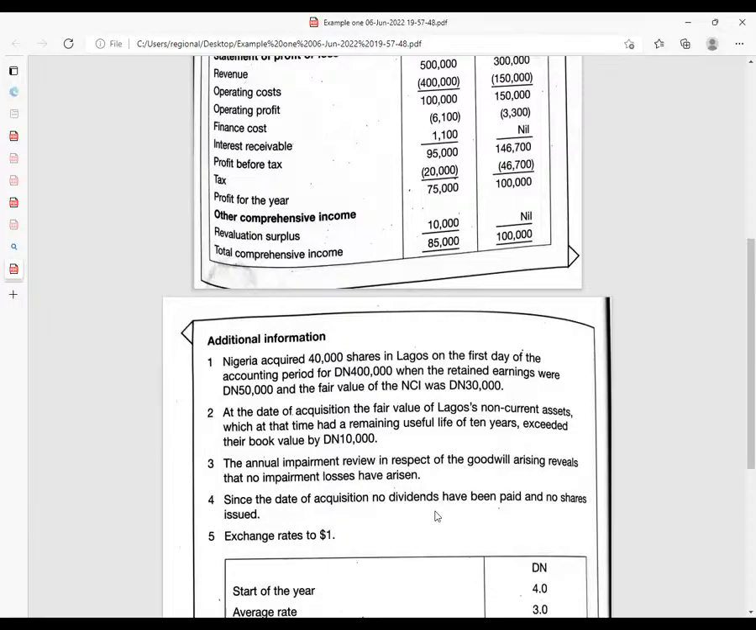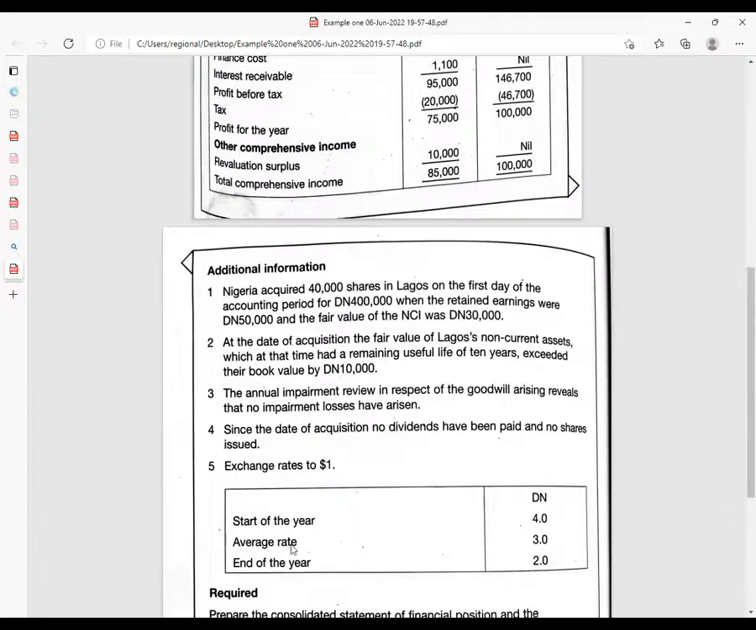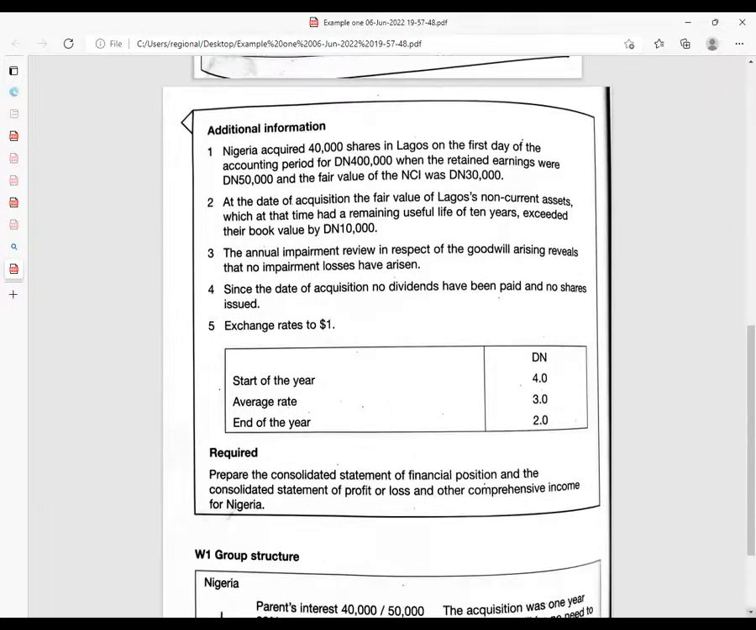We can see the exchange rates to dollars. We have the start of the year rate, the average rate, which is for the income statement items, and then the end of the year rate, which is for the balance sheet items, assets and liabilities. They want us to prepare a consolidated statement of financial position and a consolidated statement of profit or loss and other comprehensive income for Nigeria.